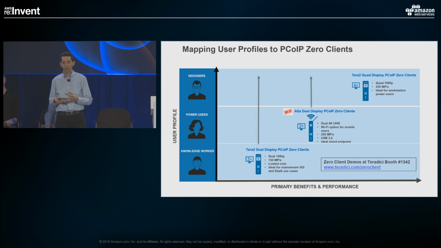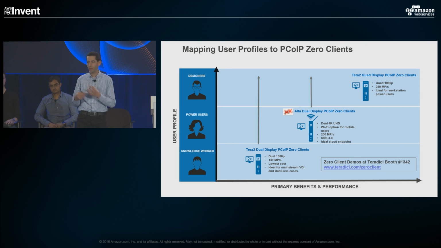So this product supports dual 4K UHD resolution. It's got native Wi-Fi, so you're going to see wireless form factors for Zero clients in both laptop as well as box form factors. It's got the latest interfaces, HDMI 2, USB 3. We're connecting up here using DisplayPort on the Terra 2. So there's all sorts of options available that are out there.